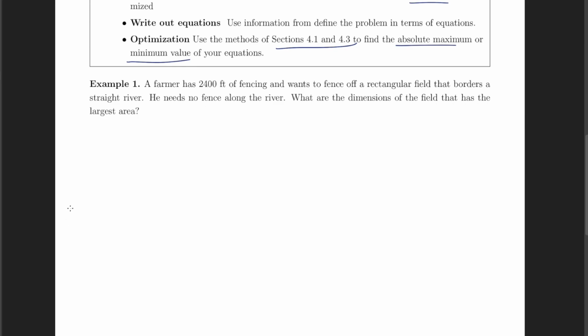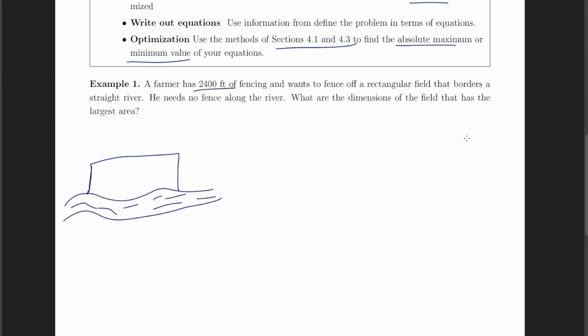Here, we're going to have some sort of river, and then he's going to build a rectangular field. We'll assume that the river is straight enough. In here we need to introduce some notation. Here we have 200 feet of fencing.